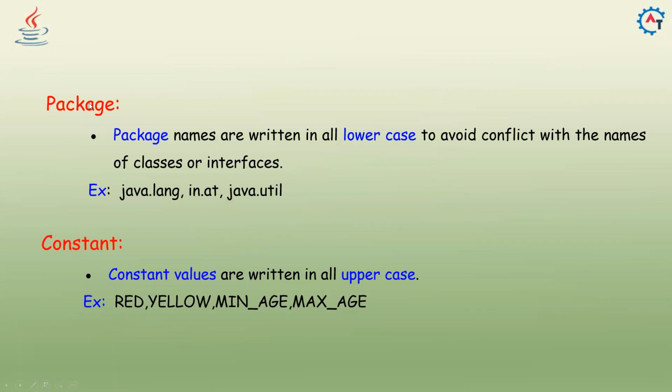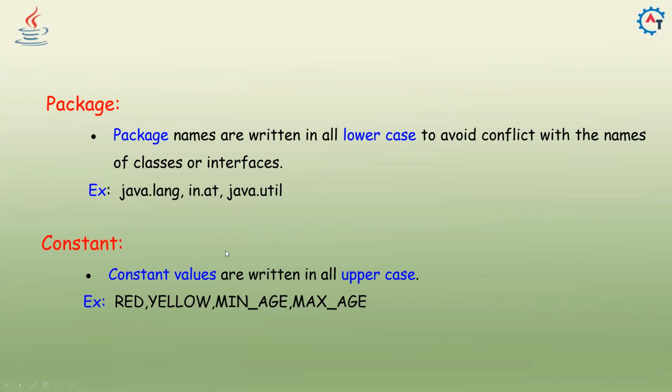So the package. For a package, names are written in all lowercase to avoid conflict with the names of classes or interfaces. If you're creating a package, everything should be in small letters. If you are putting two words, or three words, everything is small. You see java is a package. Inside java, you have another package called lang. So java.lang. in is a package, at is a package. If you want to represent this, in.at. Everything is in small letters. So this is for package.